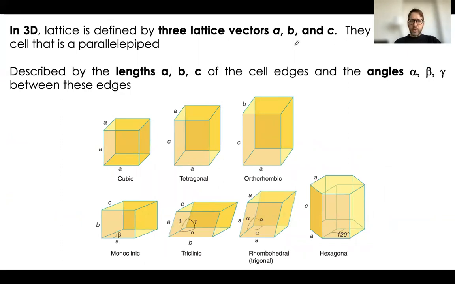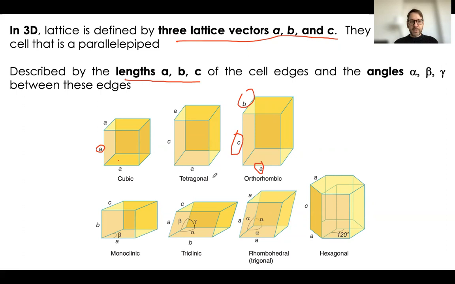And in three dimensions, the lattice is defined by three vectors, a, b, and c, and they describe the different dimensions of a unit cell. So they define a unit cell that is a parallelepiped. So the unit cell, therefore, is described by the lattice vectors or lengths a, b, and c on the cell edges, right? And also by the angles between the edges of these lattice vectors. So the angles that these axes form with each other.